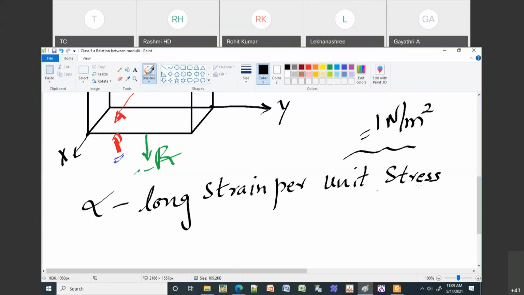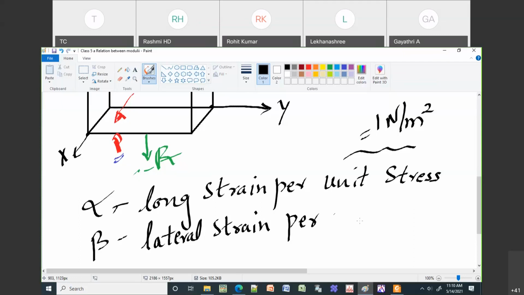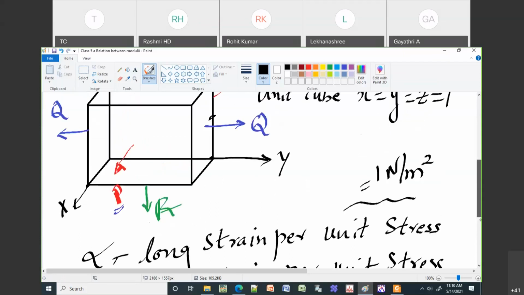At the same time, we are also going to define beta as the lateral strain per unit stress. This means whatever we are talking about, we are only dealing with the numbers of 1.